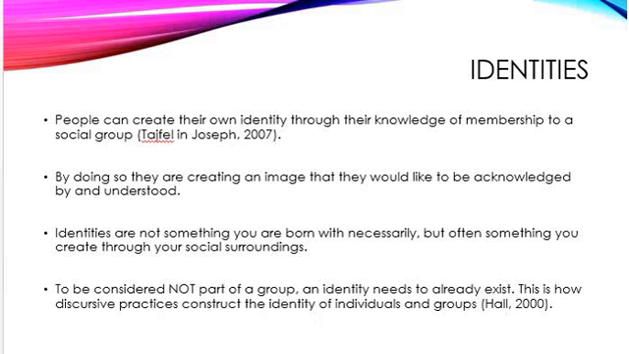People can create their own identity through the knowledge of a membership to a social group that they hold. By doing so, they are creating an image that they would like to be acknowledged by and understood. So identities are not something that you are necessarily born with. There may be elements like hair colour and skin colour, but often it's something you create through your social surroundings and your discourse that you use in identifying yourself. To be considered not part of a group, an identity needs to already exist to differ you from that group. This is how discursive practices construct the identity of individuals and groups.